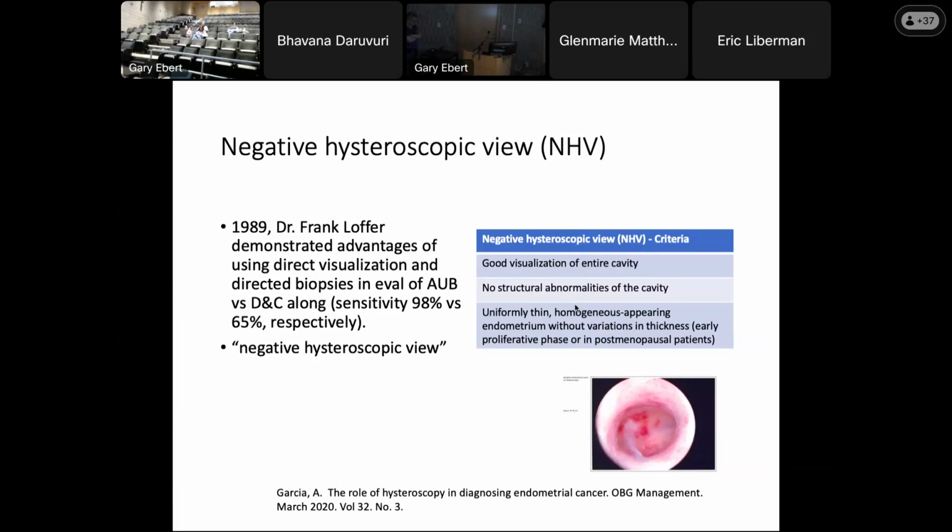What is that? Basically, like the picture I showed you in the beginning of the slides, down where you can see in the bottom right, where you have a normal appearing atrophic endometrium. If you have good visualization of the entire cavity, there's no structural abnormalities, and it's uniformly thin or homogeneous appearing, you could be almost certain, not 100%, but almost, that there is no precancerous or cancerous lesion, and that has been called the negative hysteroscopic view. So a very good negative predictive value if you go in and you see nothing.